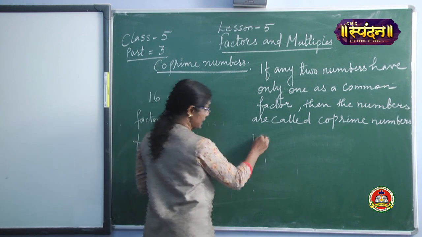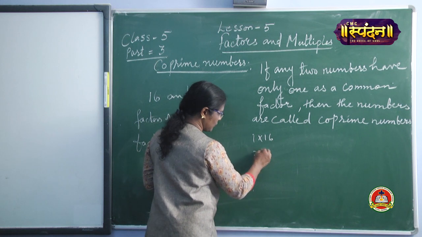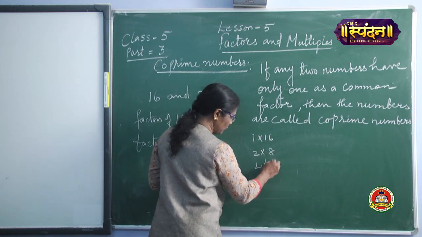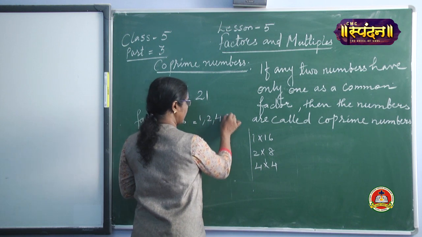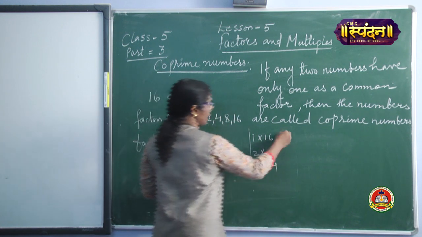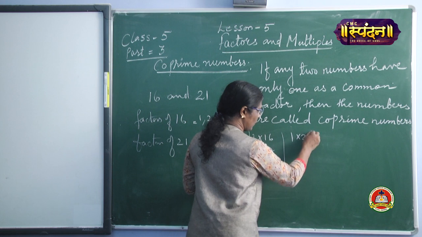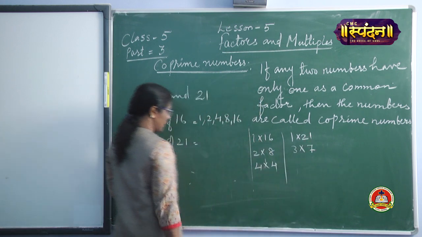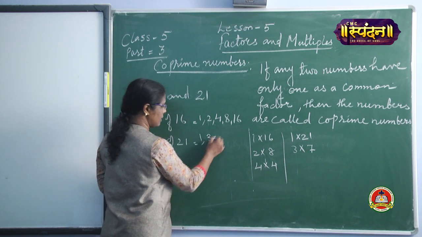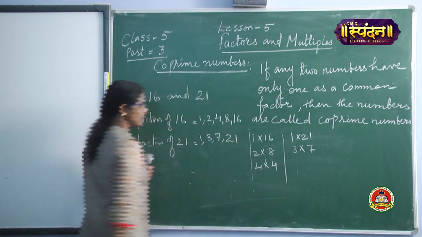The factors of 16 are 1 into 16, 2 into 8, 4 into 4. Okay, so the factors are 1, 2, 4, 8 and 16. We will find the factors of 21. 1 into 21, then 3 into 7. So the factors of 21 are 1, 3, 7 and 21.